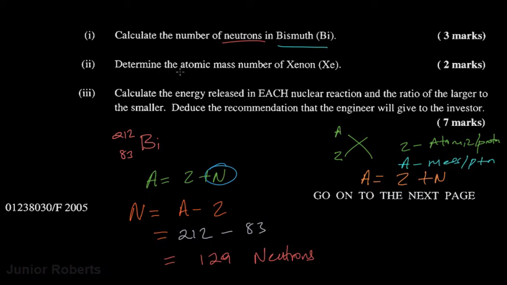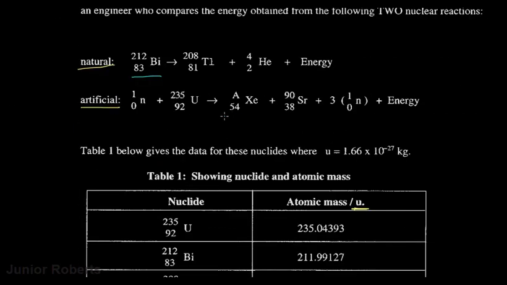Now it says to determine the atomic mass number of xenon. Again, we're going to look at our element xenon. But notice that we're not given the complete atomic notation, so the mass number is left out. But we can consider this equation. We can look at the atomic number of our reactants, which are our neutron and uranium, as well as the mass number. The total atomic number must equal the total atomic number on this side. Similarly, the total mass number must equal the total mass number on this side.